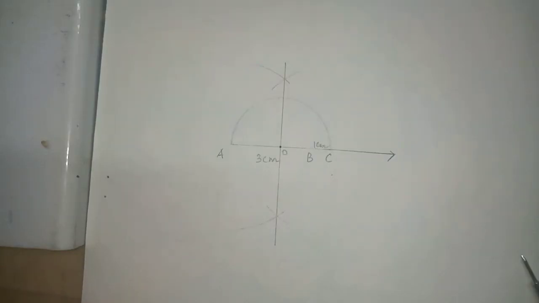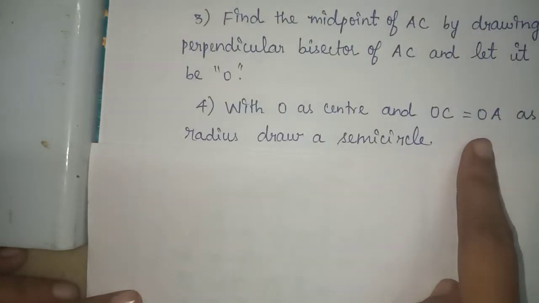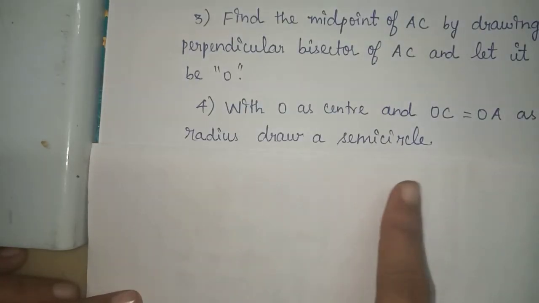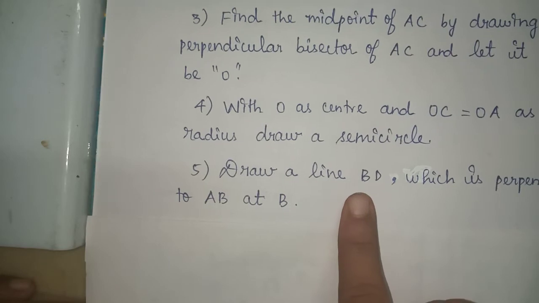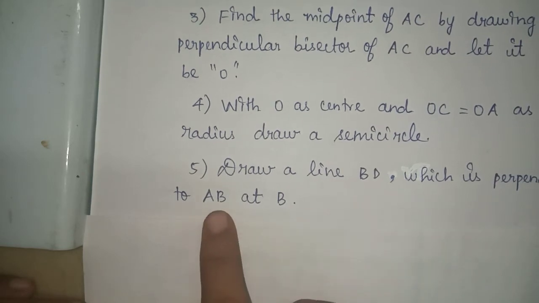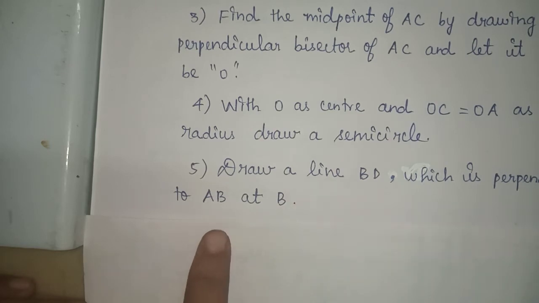So you can see a semicircle from A to C. So இப்போ A லேருந்து Cக்கு நம்ம ஒரு semicircle draw பண்ணியிருக்கோம். So with O as center and OC is equal to OA as radius, draw a semicircle. We did this. So fifth step is draw a line BD which is perpendicular to AB at B. Now we are going to draw a line BD which is perpendicular to AB at B.